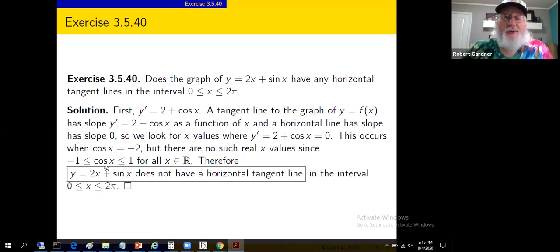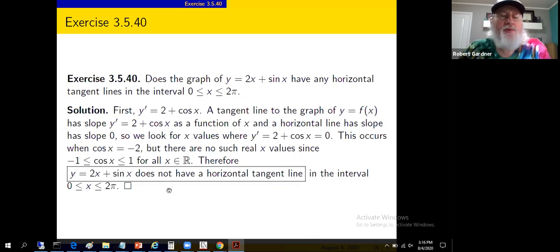Remember, cosine x oscillates between negative 1 and 1 for real numbers. If you let me use complex numbers, that's a different story. But for real numbers, cosine ranges from negative 1 to 1. So there aren't any real x values for which cosine x equals negative 2. Ask your calculator for the cosine inverse of negative 2. It'll either present some sort of weird stuff related to complex numbers, or it'll generate an error. So no real values satisfy this.